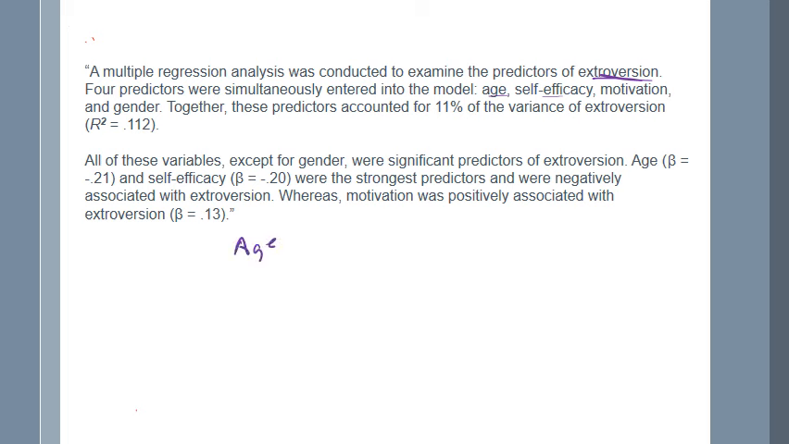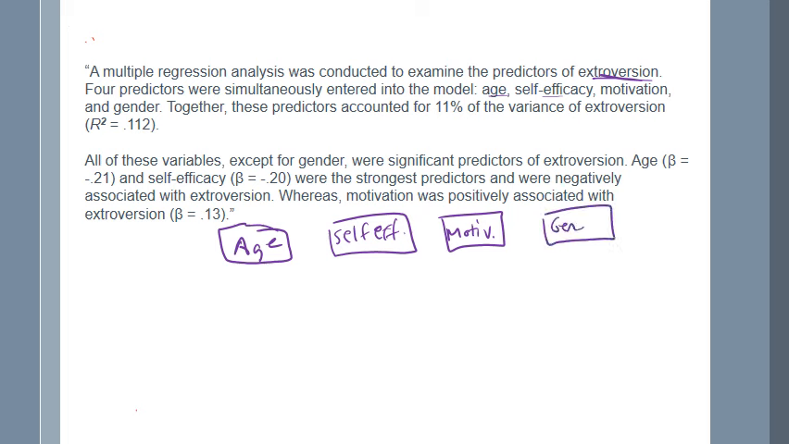So we might have a variable for age, then a variable for self-efficacy. Let's call it self-F. Anyways, motivation, and gender. And what we're trying to figure out is how do these all work together to predict extroversion. So four predictors were simultaneously entered into the model, and then together these predictors accounted for 11% of the variance of extroversion.